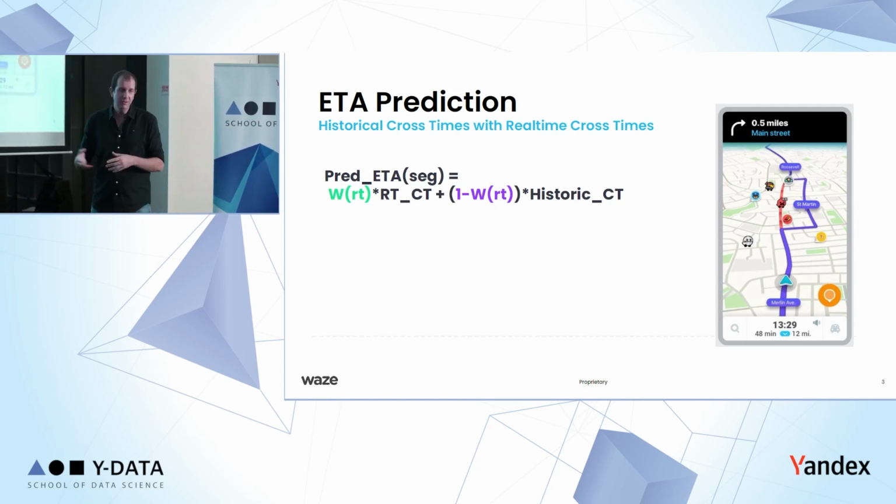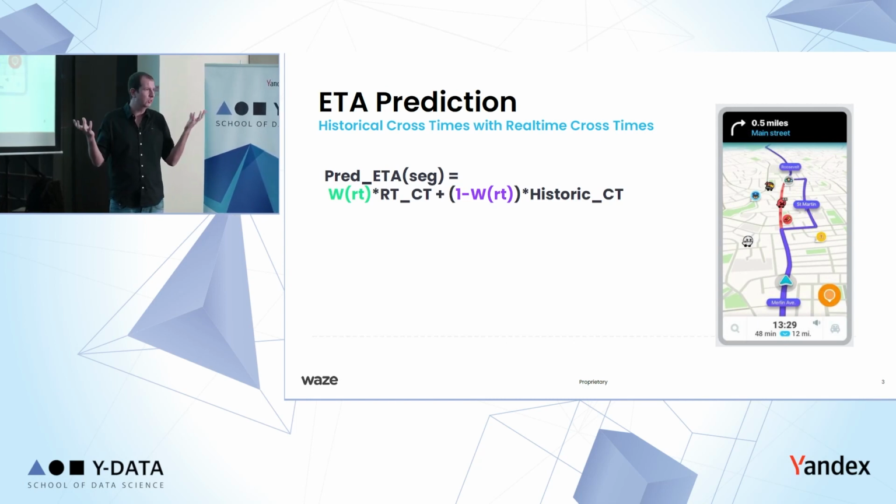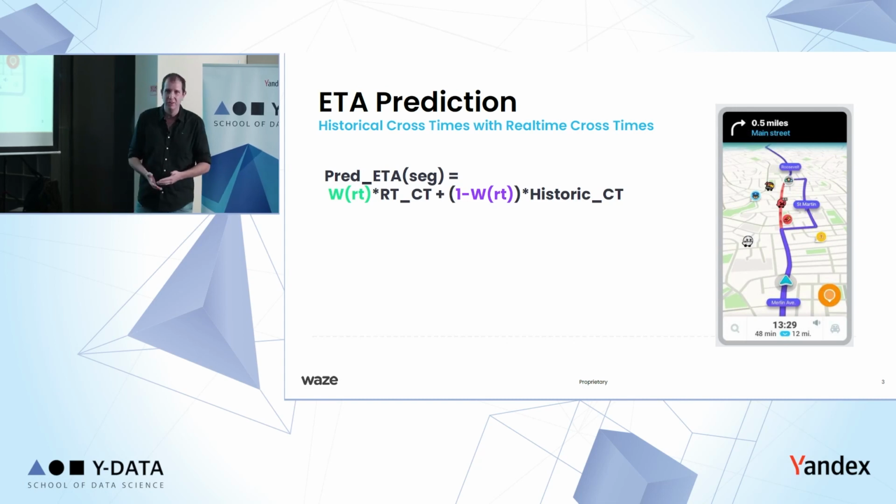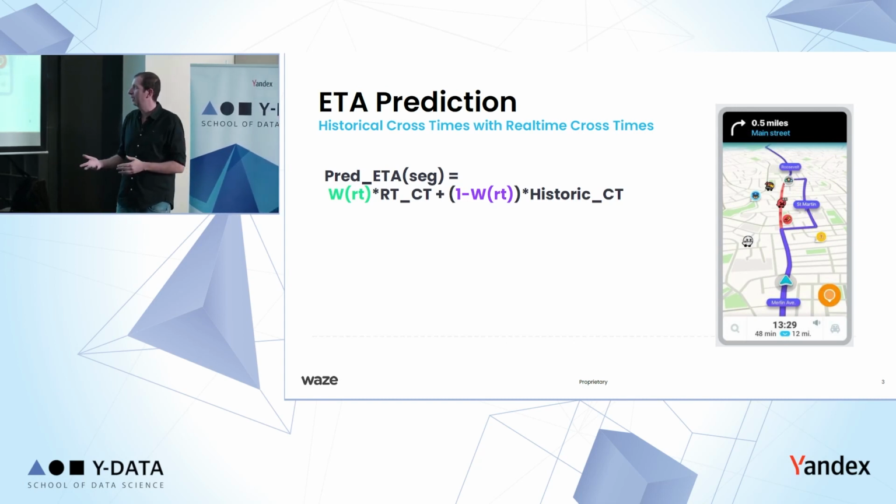Essentially, what you're seeing here is a very narrow simplification of that question. How do you combine historic data with real-time data for that prediction of how much time it would take you to get from Tel Aviv to Haifa? Sounds simple, right?